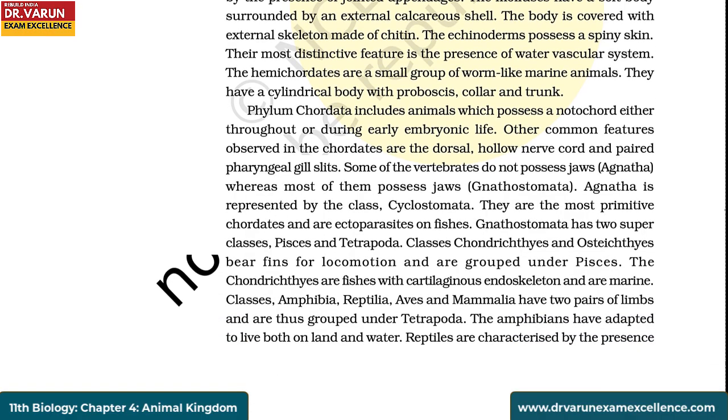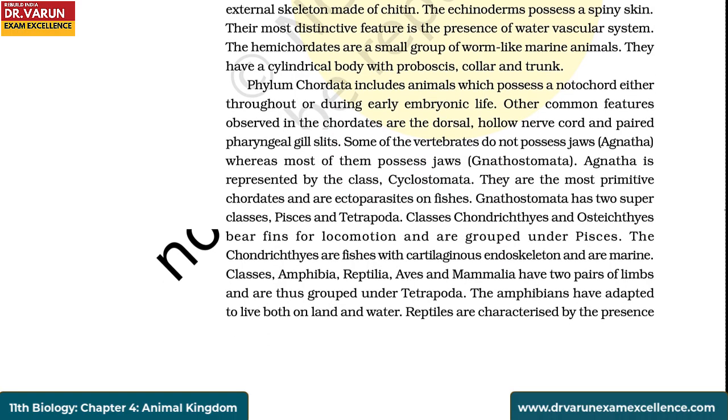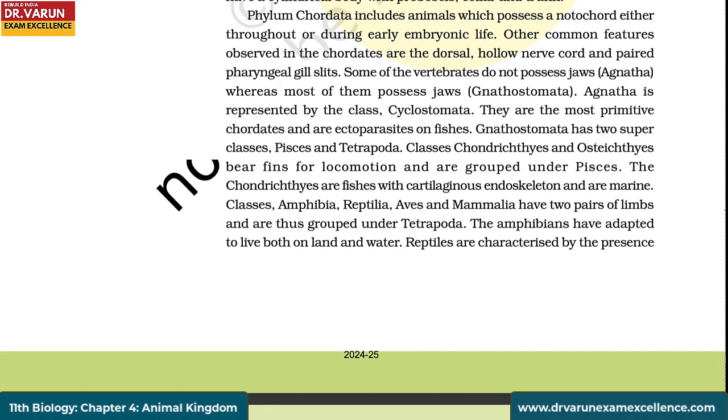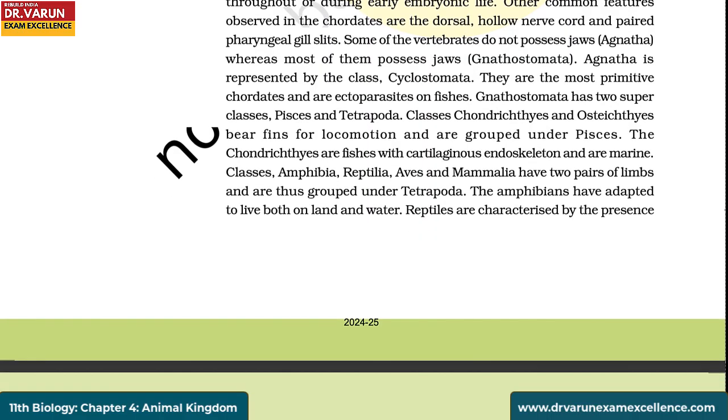Phylum Chordata includes animals which possess a notochord either throughout or during early embryonic life. Other common features observed in the chordates are the dorsal hollow nerve cord and paired pharyngeal gill slits. Some of the vertebrates do not possess jaws, Agnatha, whereas most of them possess jaws, called Gnathostomata. Agnatha is represented by the class Cyclostomata. They are the most primitive chordates and are ectoparasites on fishes. Gnathostomata has two superclasses, Pisces and Tetrapoda. Classes Chondrichthyes and Osteichthyes bear fins for locomotion and are grouped under Pisces.